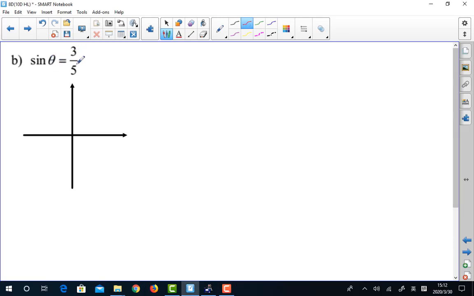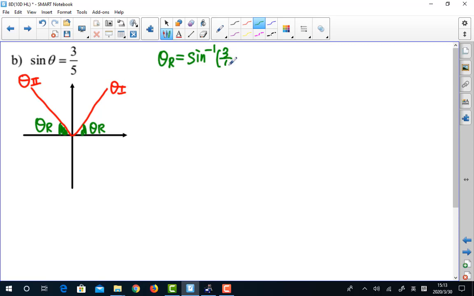Sine theta equals 3/5. Sine is positive, so the angle theta can be in the first quadrant or the second quadrant. The reference angle for the first quadrant is this one. The reference angle for the second quadrant angle should be this one. And these two reference angles must be the same. Finding the reference angle only needs sine inverse 3/5.